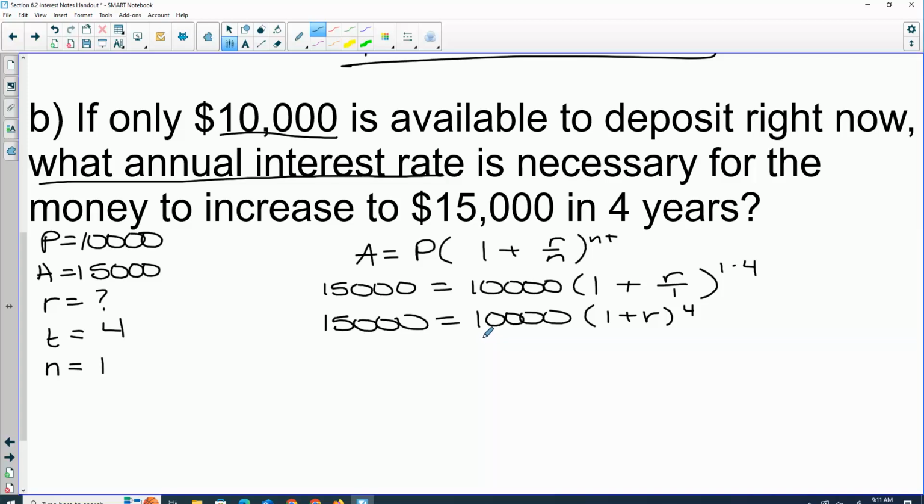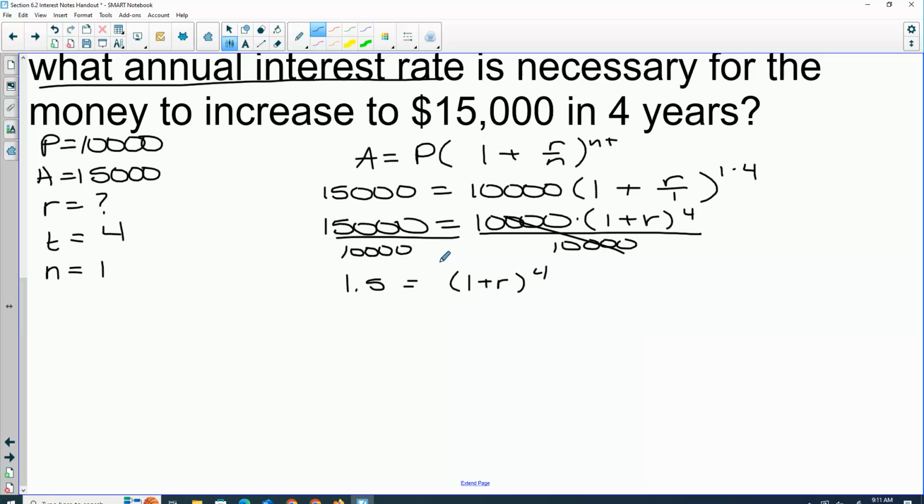Not subtract, it's multiplied. Undistributed, you can't distribute because of the exponent. So the opposite of multiplying would be dividing. So we want to move it to the other side, but since it's multiplied, we divide it. So we get 1.5 equals (1 plus r) to the fourth. Okay, we've solved these types of equations. How do you get rid of a fourth power?